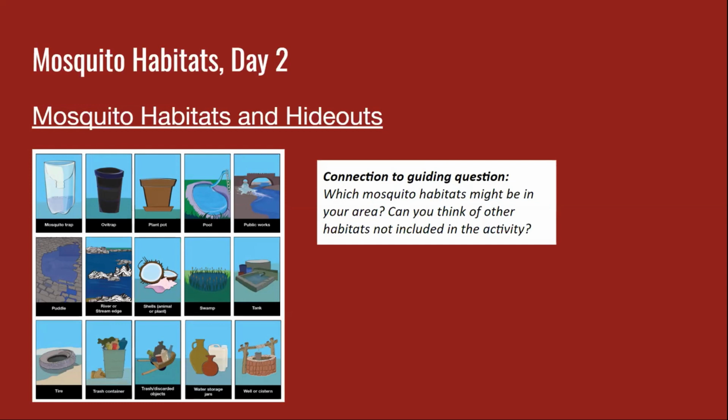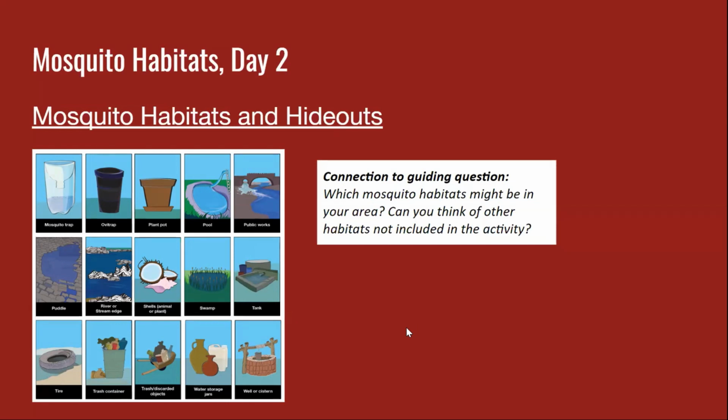It's really fun and really engaging, and it helps the students become familiar with different kinds of habitats, and in particular, some of these man-made habitats, right? Like some trash or water storage jugs, or flower pots or things like that. So the connection back to the guiding question is, which mosquito habitats might be in your area? And can you think of any other habitats not included in this activity?